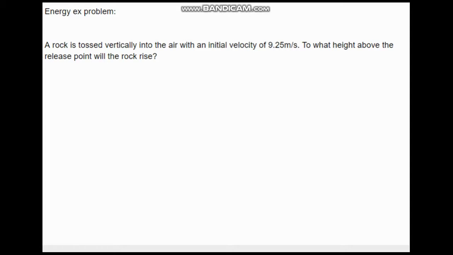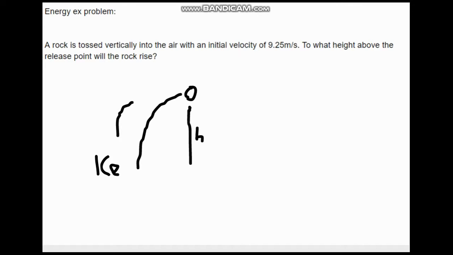So here's a quick energy example problem. A rock is tossed vertically into the air with an initial velocity of 9.25 meters per second. To what height above the release point will the rock rise? Well, we can draw a diagram where the rock rises a height h above the ground. Now we know it has kinetic energy at the bottom, and all the kinetic energy will be transferred into potential energy, and those two values should be the same.